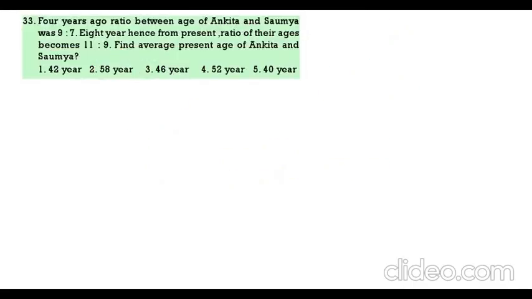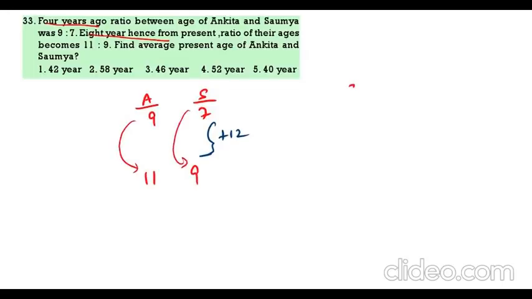Option 2. Next, 4 years ago, the age ratio of Ankita and Soumya is 9 is to 7. 8 years from now, it is Ankita, Soumya 9 is to 7 was 4 years ago. 8 years hence. That means gap of how many years? 12 years. With the gap of 12 years, the ratio will be 11 is to 9. 9 is becoming 11, 7 is becoming 9. That means 2 parts equal to 12 years or 1 part is equal to 6 years.